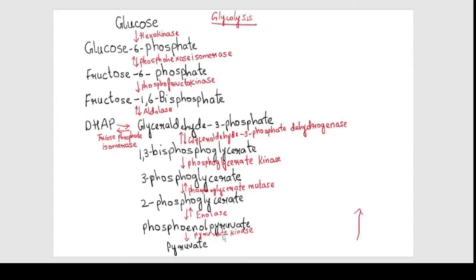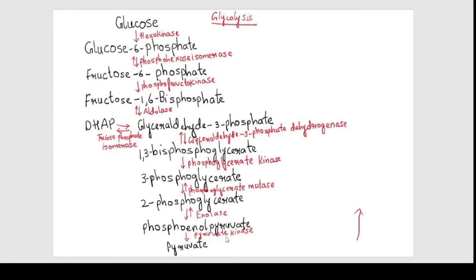As you can see here, all the reactions are reversible except 3, which are glucose conversion to glucose 6-phosphate by hexokinase, fructose 6-phosphate conversion to fructose 1,6-bisphosphate by phosphofructokinase, and the last reaction where phosphoenol pyruvate is converted to pyruvate by pyruvate kinase. So these three are the enzymes which do not participate in gluconeogenesis.